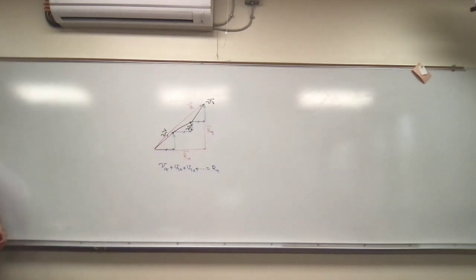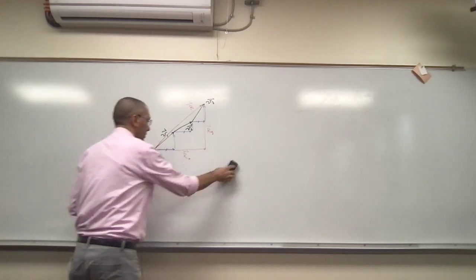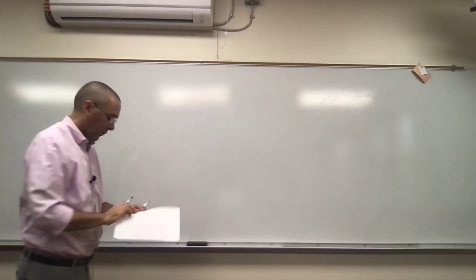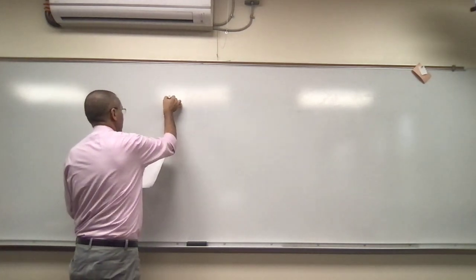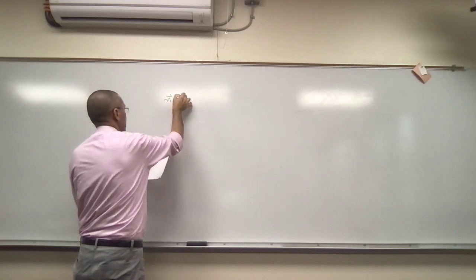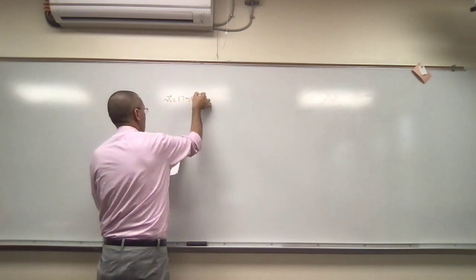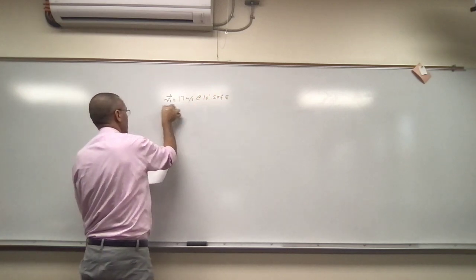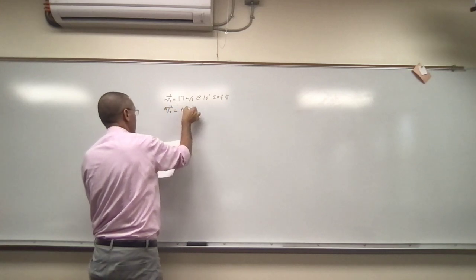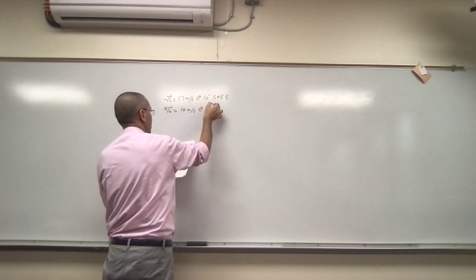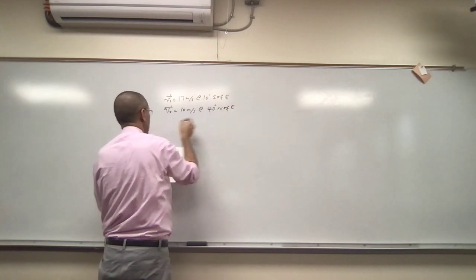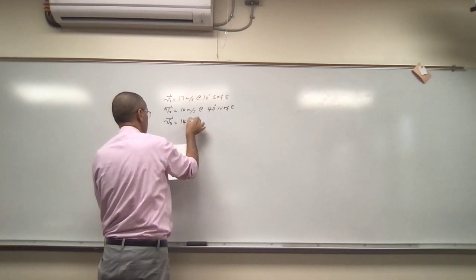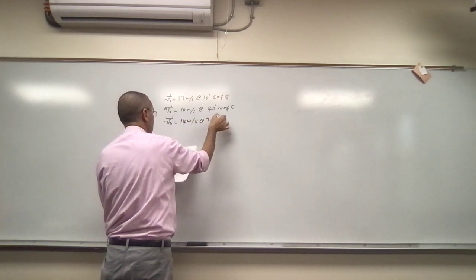So now let's put this into practice. I'm going to use an example here, with three vectors. v1 equals 17 meters per second at 10 degrees south of east. v2 is 10 meters per second at 40 degrees north of east, and v3 is 14 meters per second at 70 degrees north of east.